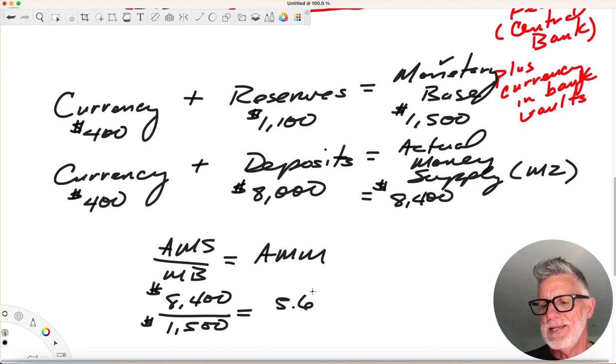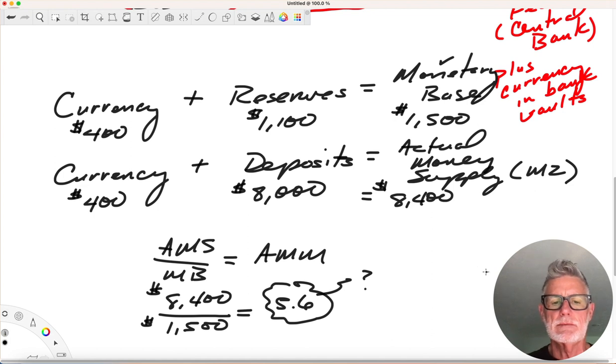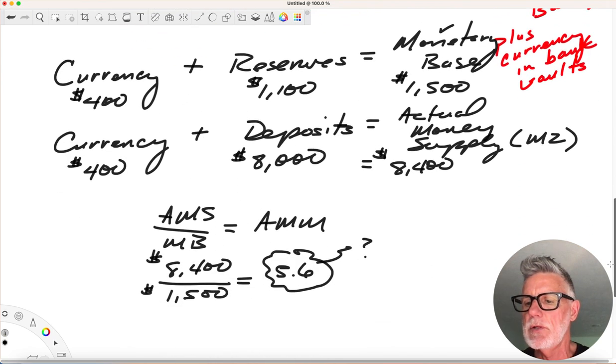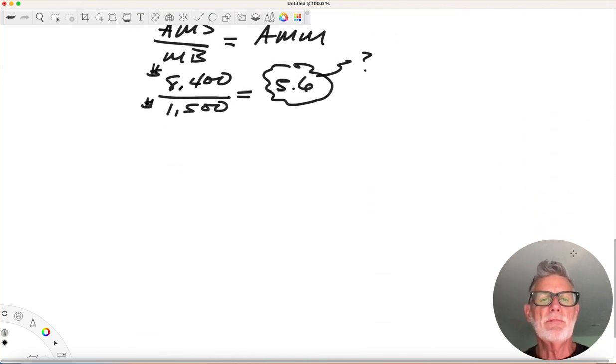What does that mean? Okay, that's a good question. What does this 5.6 mean? Why have we calculated it? Well, this is the ratio of the money supply to the monetary base. All right, 5.6 to 1. But what does that mean? I'm going to give you a little foretaste before we wrap up this particular unit. But in the next unit, you're going to see how important this is.